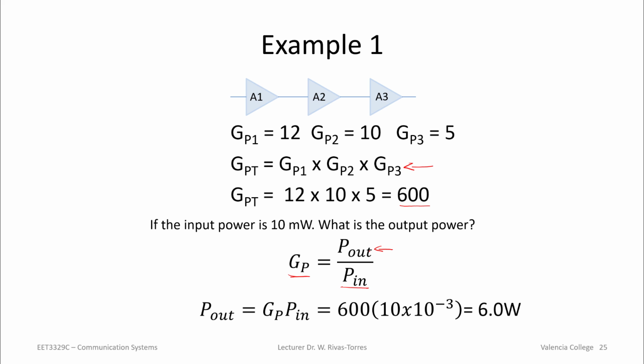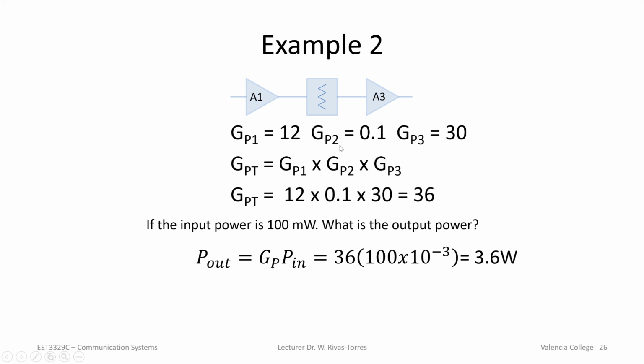A simple manipulation of this gives us this equation down here: P out equals power gain times input power. So 600 times 10 milliwatts, which is 10 times 10 to the minus 3, and if you do your multiplication, you get 6,000 times 10 to the minus 3. I didn't specify what output units I was looking for in this problem, so a proper answer would have been 6,000 milliwatts, or converting from milliwatts to watts, it comes out to 6 watts.